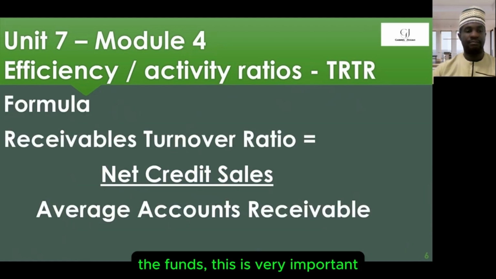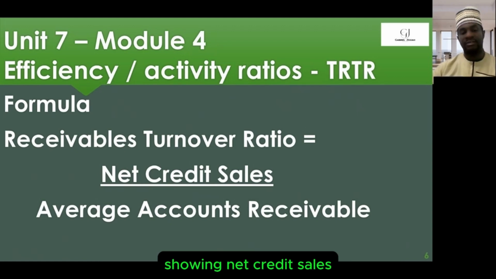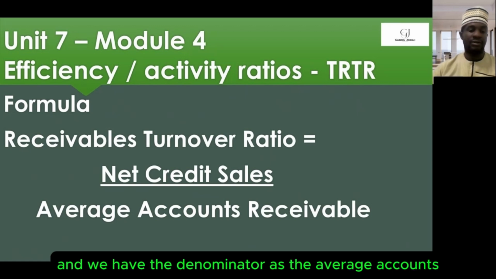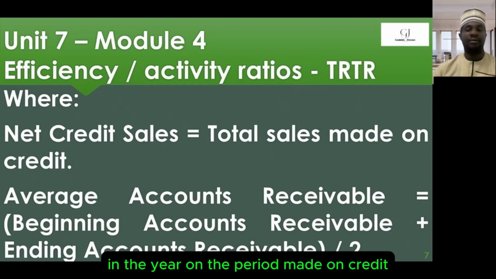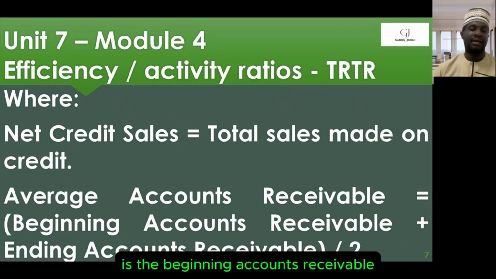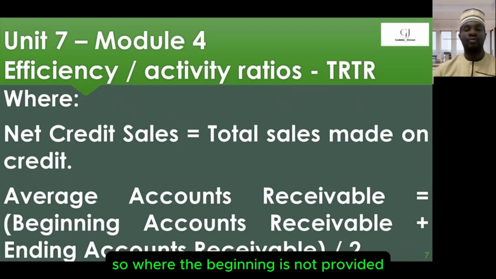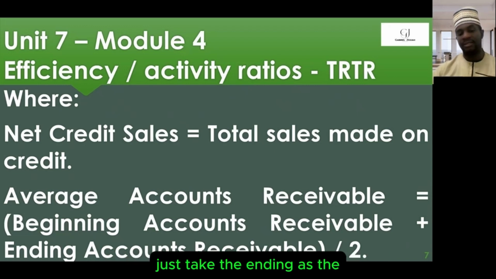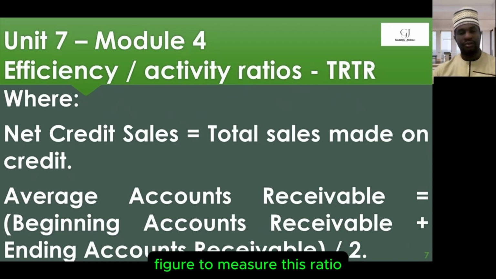This is very important. So we have the formula on the screen showing net credit sales, and the denominator as the average accounts receivable, where the net credit sales show the total sales in the period made on credit, while the average accounts receivable is the beginning accounts receivable plus the ending accounts receivable, divided by two. So where the beginning is not provided, you just take the ending as the figure to measure this ratio.